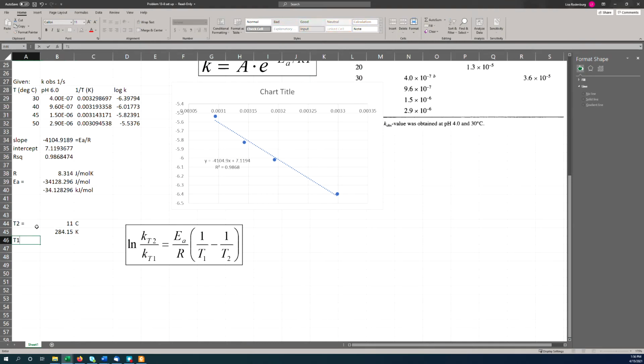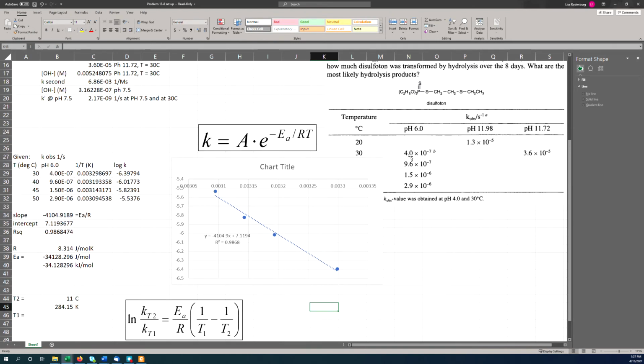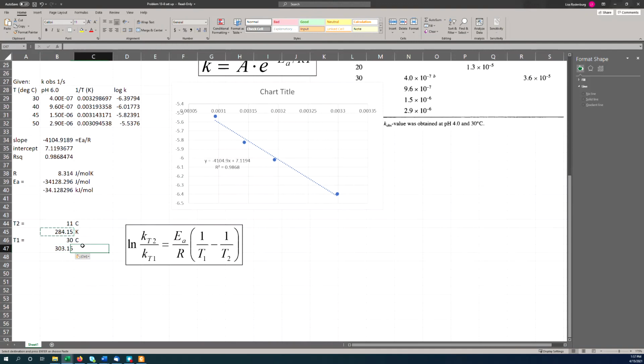And then temperature 1, well, we could do this a couple of different ways. Probably the easiest way is to just pick a temperature 1. And so we'll pick temperature 1 as the one that's closest to what we're trying to figure out that we actually have data for, which is 30 degrees. So that's 303.15 degrees Kelvin. And the k at temperature 1 is, we already have up here, 4 times 10 to the minus 7.